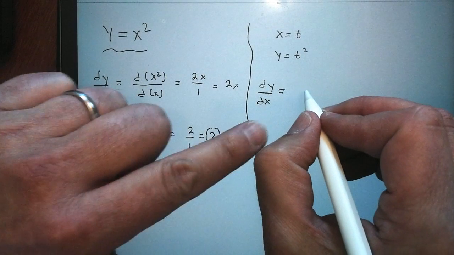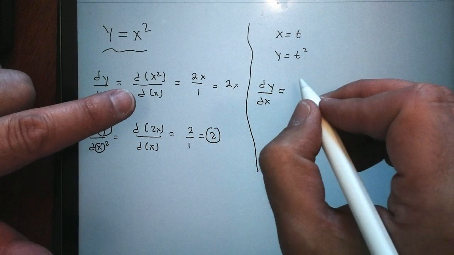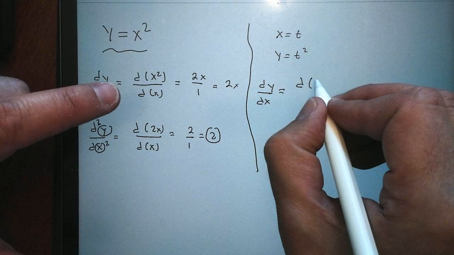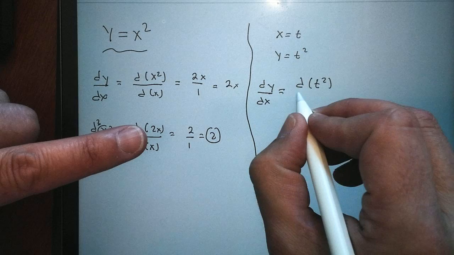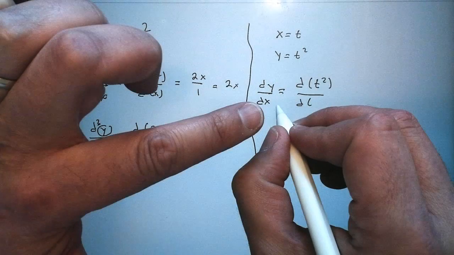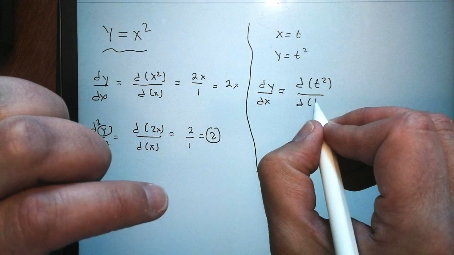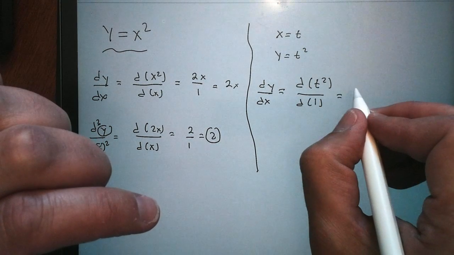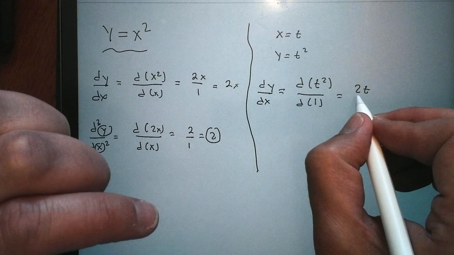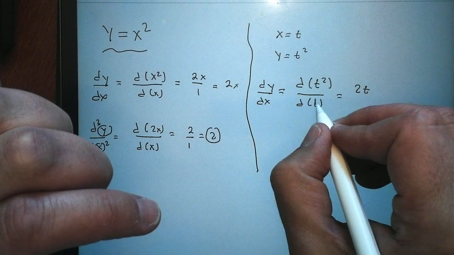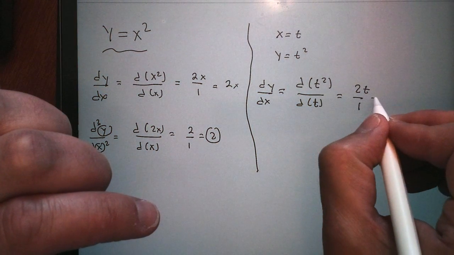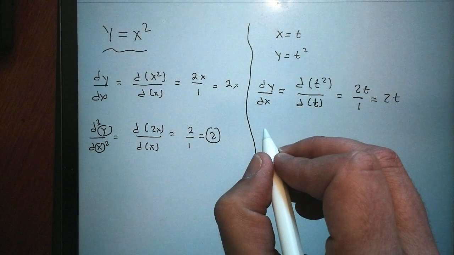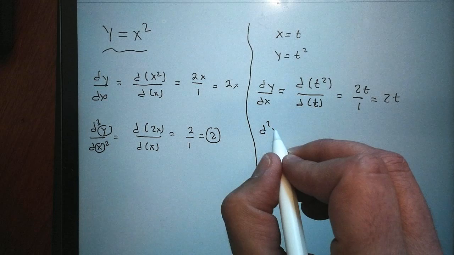So I'm going to think of it the same way I did up here. I want the derivative of y. Well, what is y equal to? t squared. The derivative of that with respect to x. Well, what's x equal to? It's just t. So the derivative of y with respect to t would be 2t. And the derivative of t was just 1. So we get 2t. Well, let's take the second derivative again.